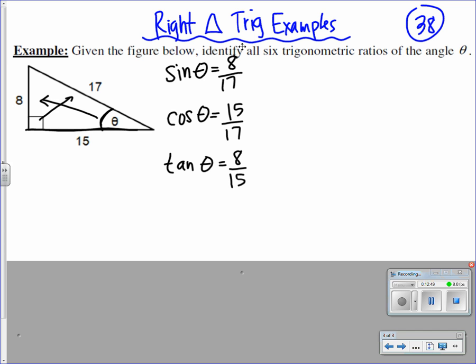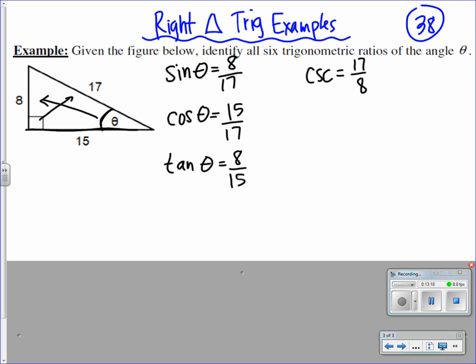So now let's do the inverses of all of these, okay? So inverse of sine, when you think of cosecant, secant, and cotangent, the inverse of sine is the one that doesn't start with s. That's how I remember it. So that's going to be your cosecant. And it's just the reciprocal, so it'll be 17 over 8.